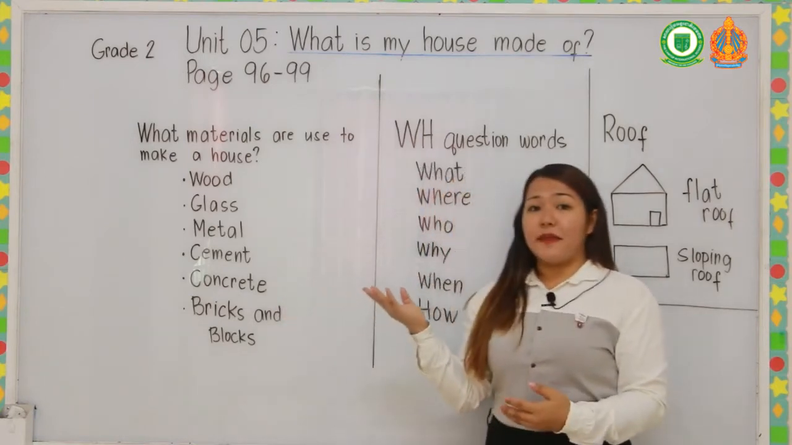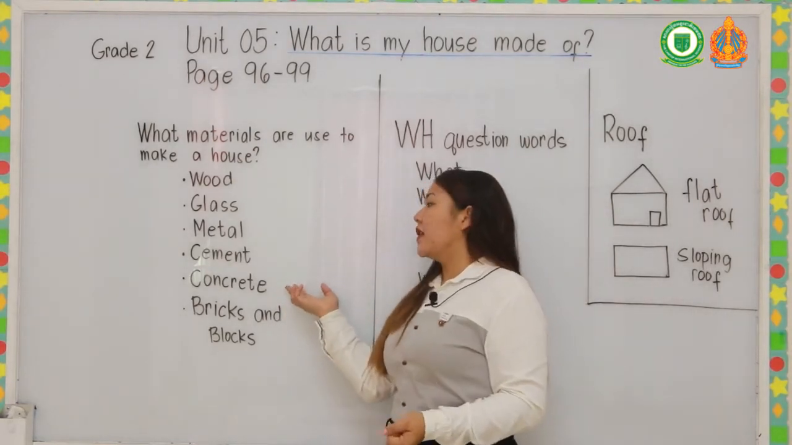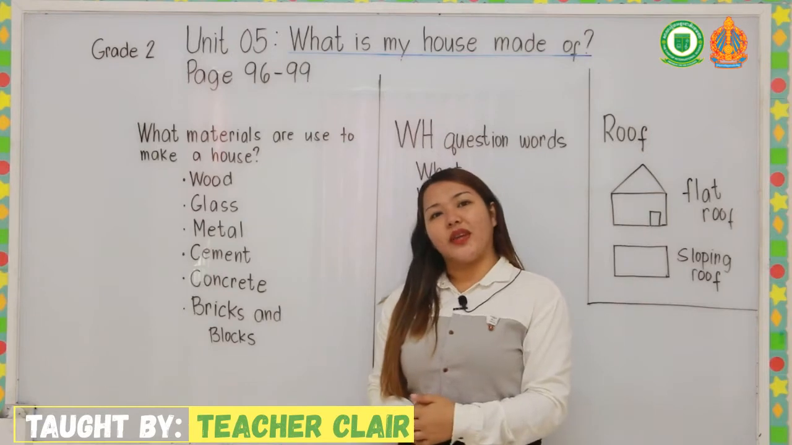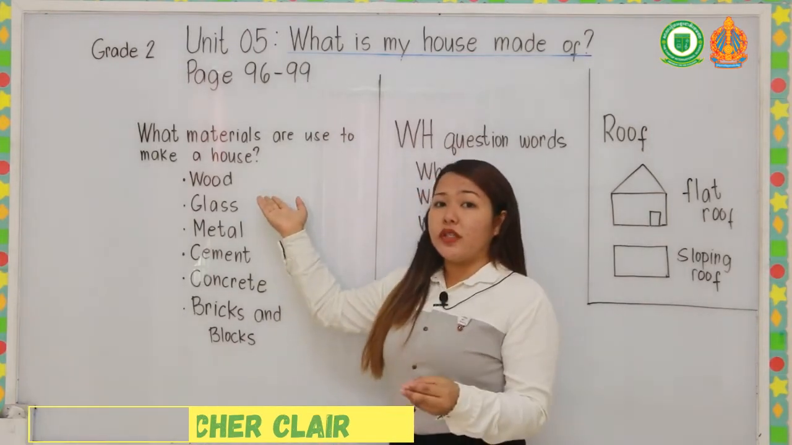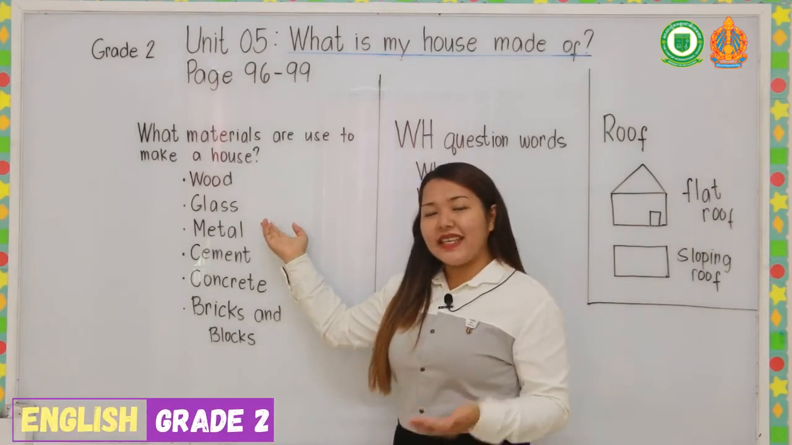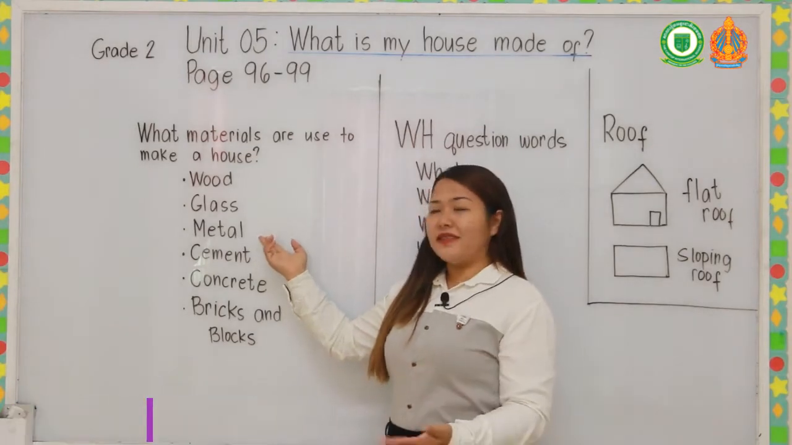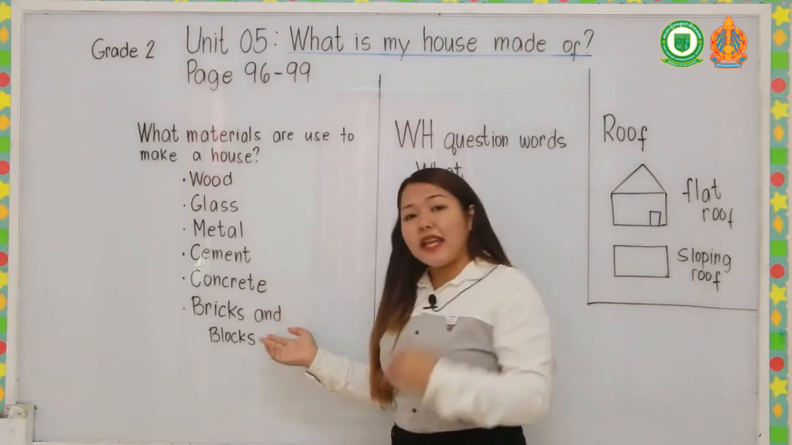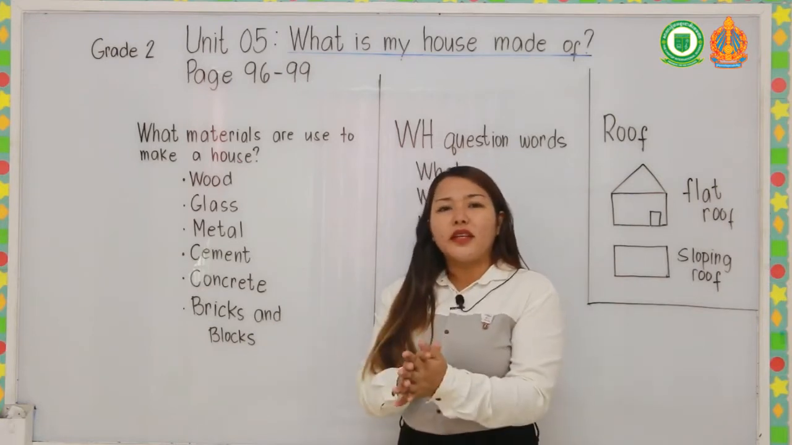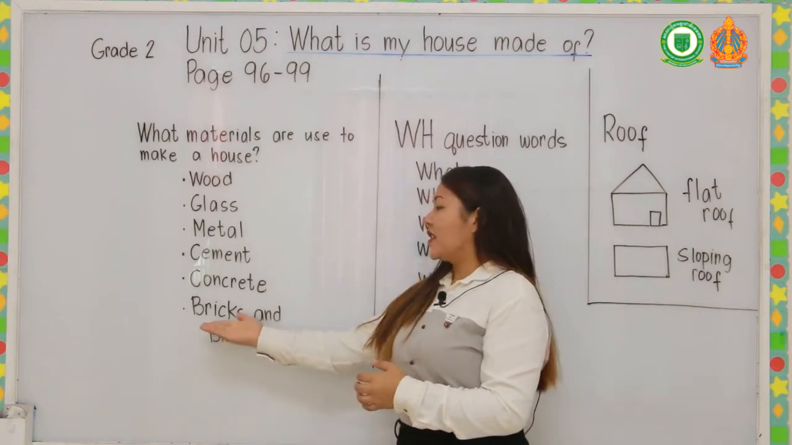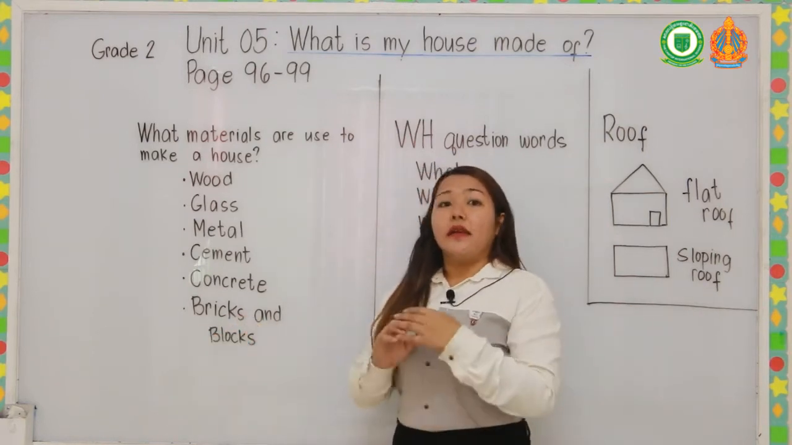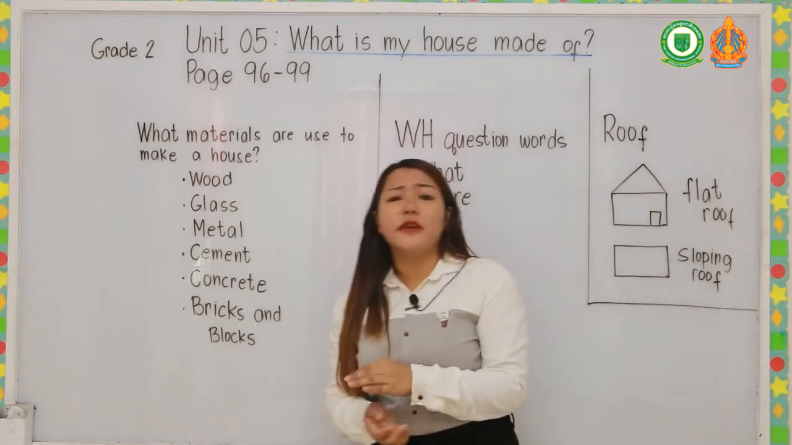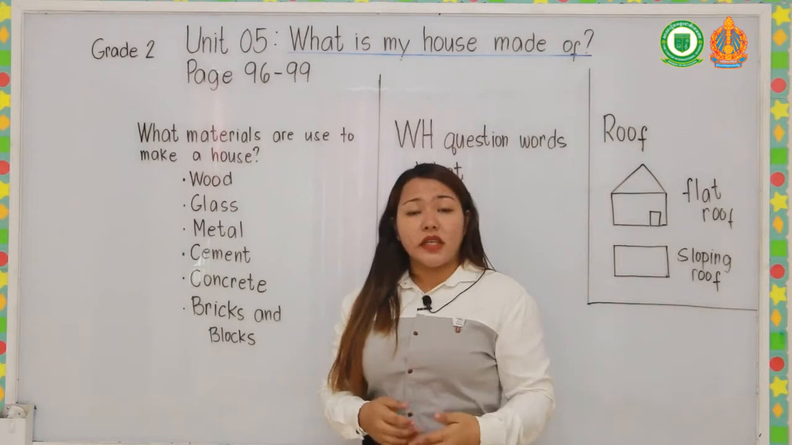We also have cement and concrete. For this one kids, I'll be sending you pictures. For now I want you to try saying the words on your own. You can follow after me. We have wood, glass, metal, cement, concrete, and we have bricks and blocks, which are very common in Cambodia. I saw a lot of houses and buildings made of bricks and blocks. Sometimes in different places they use different materials in building houses.